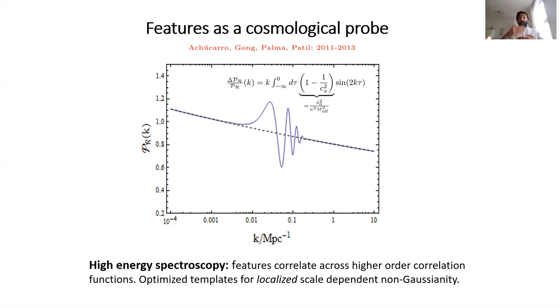This must correlate across higher point correlation functions in a very particular way as well. And so by cross-correlating these statistics, maybe we should be looking for this instead of just parameterizing power laws and things like this. Maybe we're missing some very, very key signatures of high energy physics in our observables because we're not parameterizing it, because our theoretical priors are very informed by models.